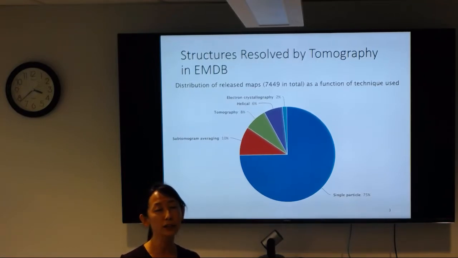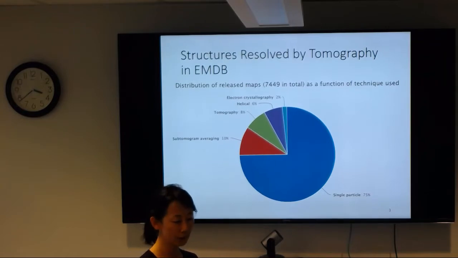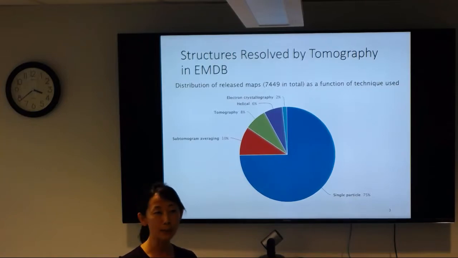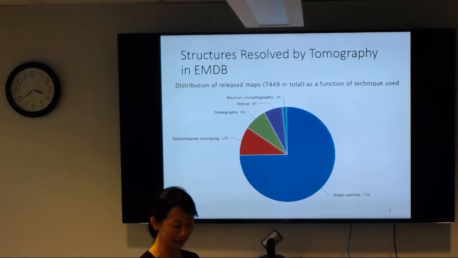But if you consider the total number of subtomogram averages and tomography, it increased by maybe 300 or 400 depositions in just one year. I see that as a very big step, because last year it was only 200-something and this year it is 500 more. It's more than doubled. So it's still a small portion compared to single particle, but it's going up really quickly.